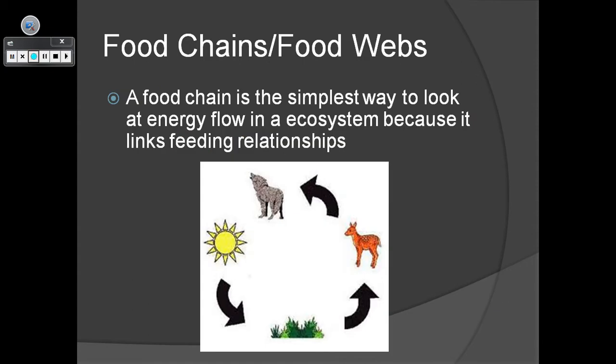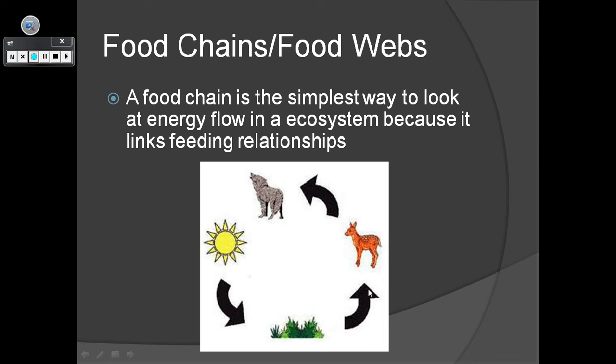Alright, so let's talk about the difference between food chains and food webs. Hopefully you've seen a food chain before and a food web, but just in case, a food chain is the simplest way to look at how energy is being transported in an ecosystem because it links the feeding relationships. So very simple, a food chain is a single relationship between organisms.